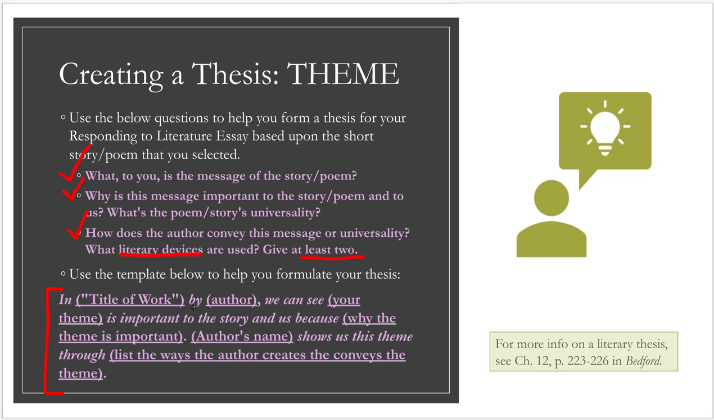In the title of this work by this author, we can see the theme is important to the story and us because, and then we'd state why. And then we could say the author shows us this theme through these two devices that they use. Okay, so that would be how you would write a thesis based on a theme.